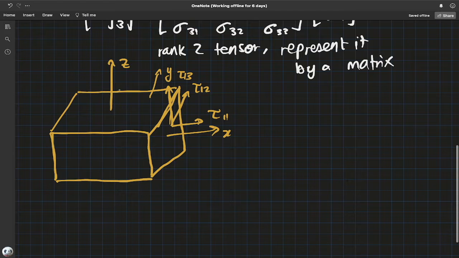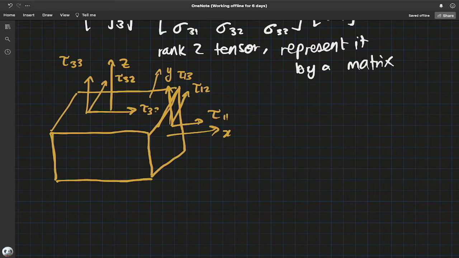And I can do that with face 3, the face which has its normal vector in the positive z direction, which is this top face. I can have some component of stress acting on face 3 in the z direction, which will be tau 3 3, acting in the y direction, which will be tau 3 2, and some stress component acting in the x direction on face 3, which will be tau 3 1.